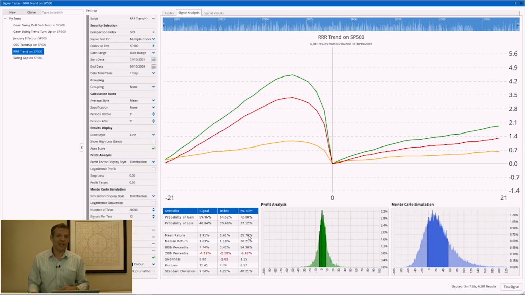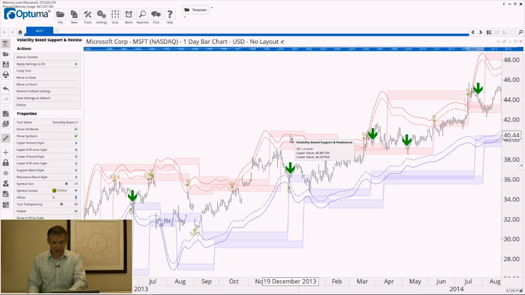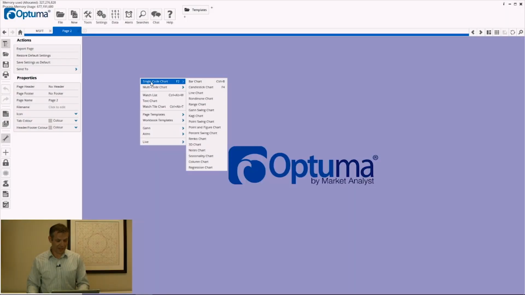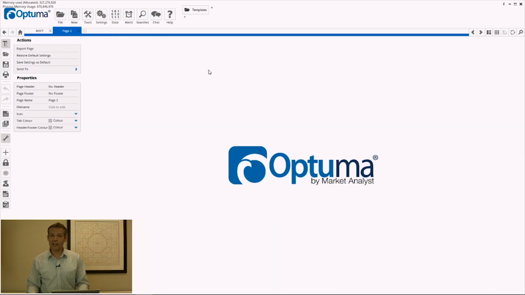Now let me go put that into a daily scan so I can capture any stocks that are meeting that criteria. All right, so let's now jump in and do another one. This time what I want to do is a test on, let me just delete these, I want to do a test on the RRGs. I'm going to do just a little trick there.